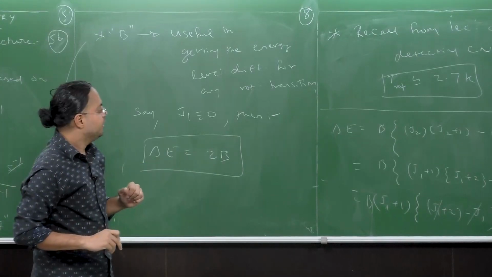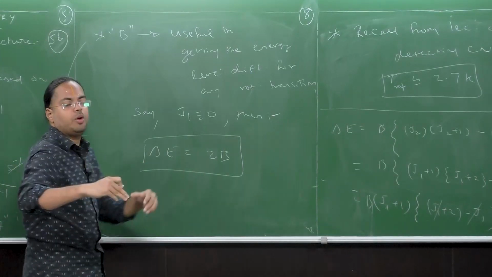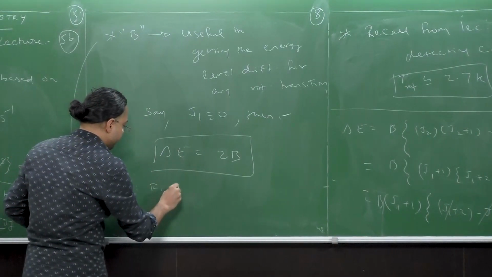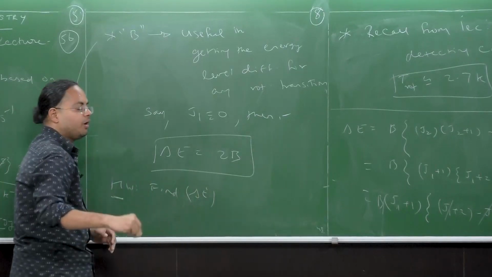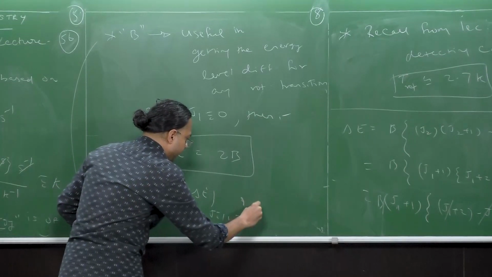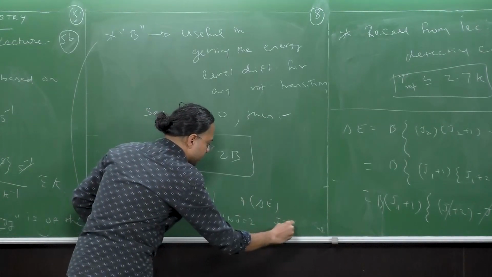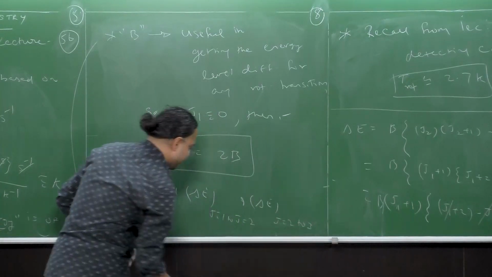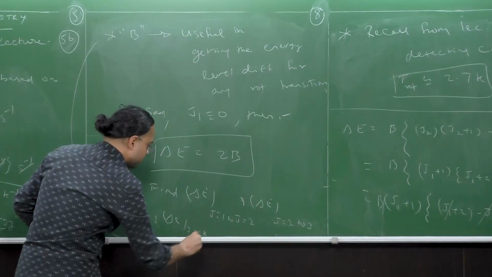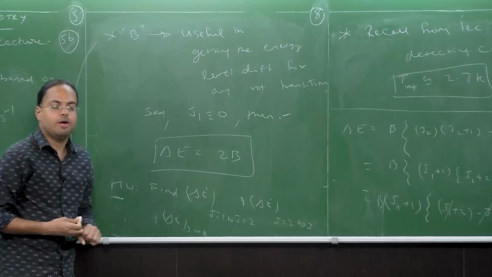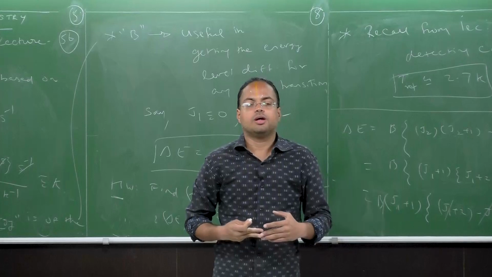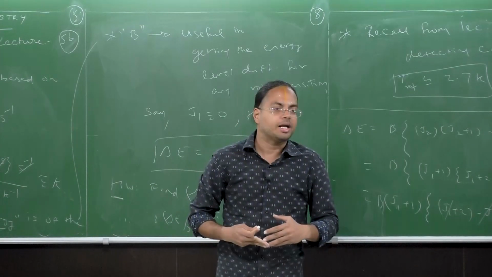Similarly, I'll leave it to you as a homework. As a homework, find delta E for J equals 1 to J equals 2, and delta E for J equals 2 to 3, and delta E for J equals 3 to 4, etc. Do this homework, and this is going to give you a very important result. The result is what I'll be starting with in the next class.